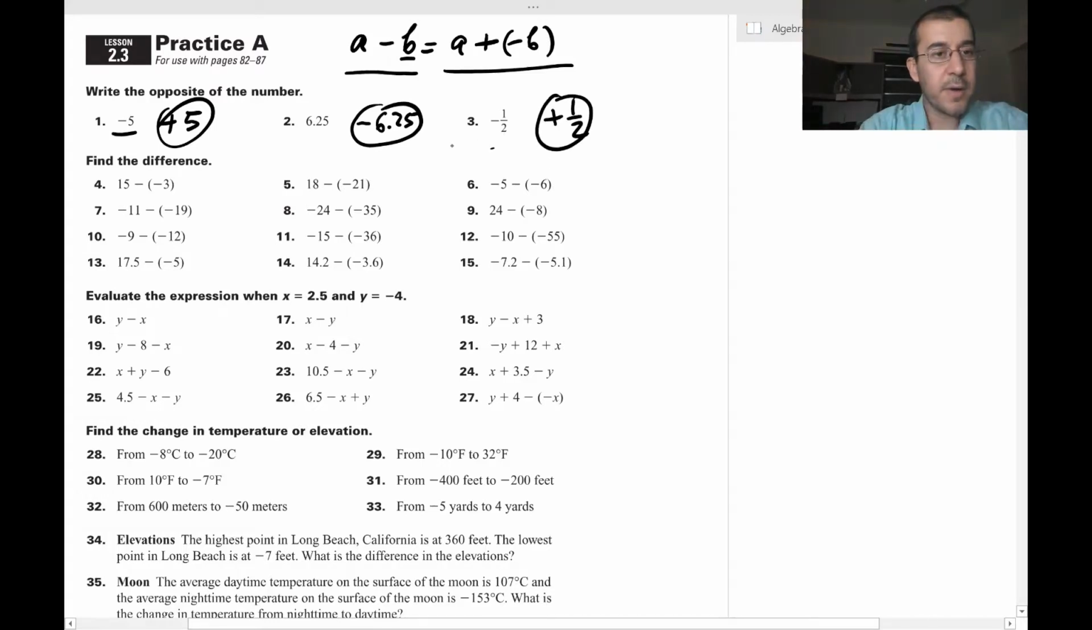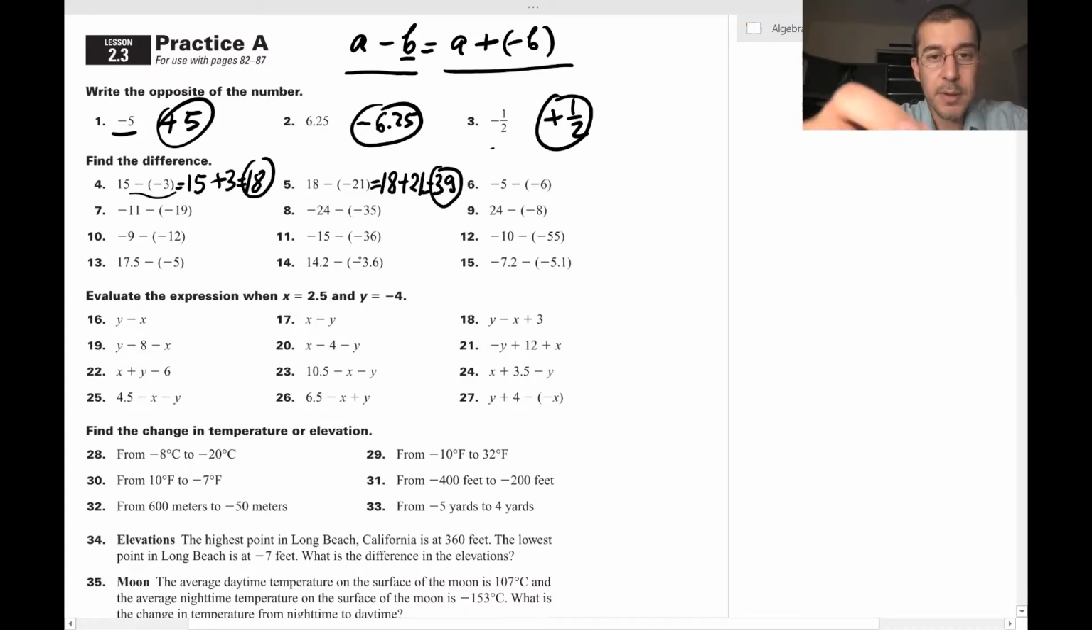Find the difference. You just have to remember that when you have two minuses, such as this minus 3, two minuses equal plus. So in this case, this is equal to 15 plus 3. So this is 18. Number 5, we have also two minuses. So 18, and then minus 21 is plus 21, so this is 20, 30, 39.